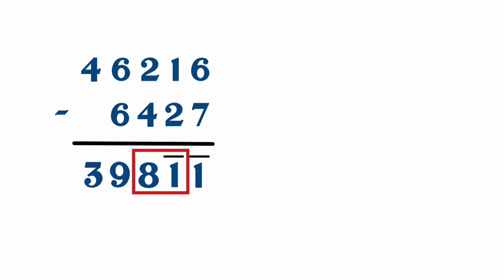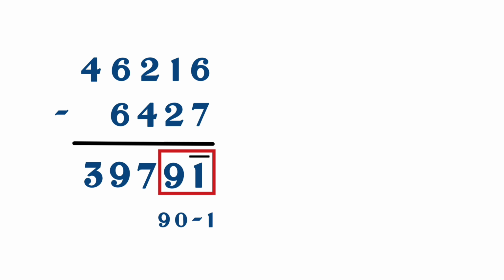8 1 dash is 80 minus 1, 79. And for the last 1 dash, take 9 1 dash. So 90 minus 1, 89. This video ends here, but I want you to take any big example by yourself and try this method.